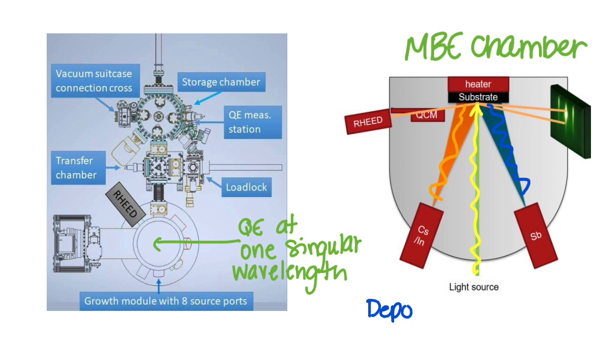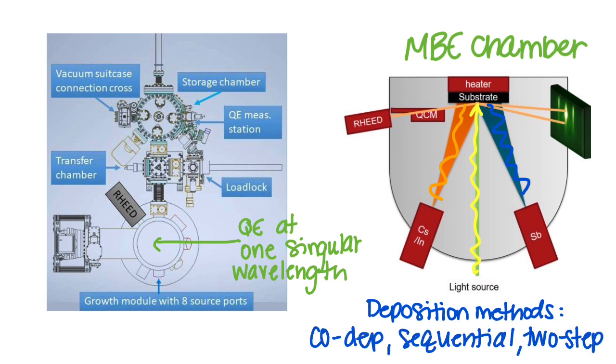Co-dep is when all the sources are open at the same time. Sequential is when one layer of a source is deposited at a time. And 2-step provides a more controlled growth, allowing us to choose when the shutters open and for how long.